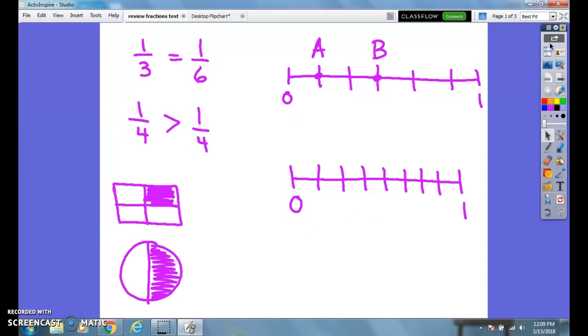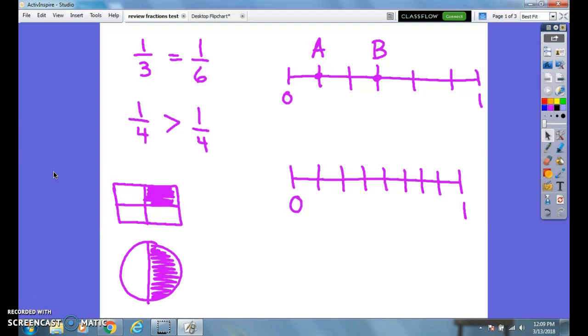Squires here. I would like to give you a quick little review of what is expected to know for the assessment coming up. At first, if you look at 1/3 equals 1/6 or 1/4 is greater than 1/4, you will need to be able to tell me if that is a true statement or not and prove it either through a picture or through using a number line, fraction bar.